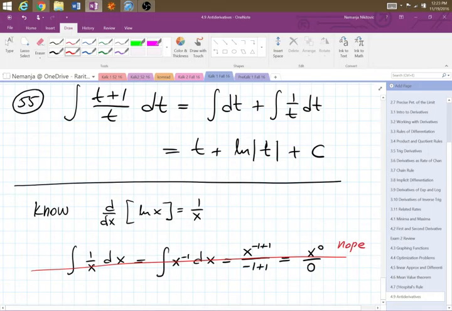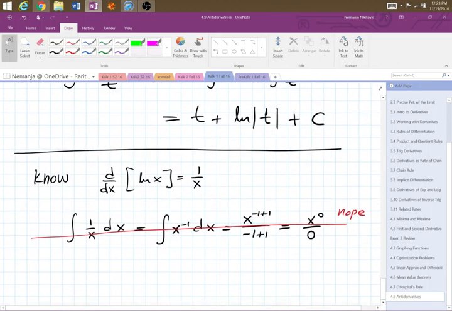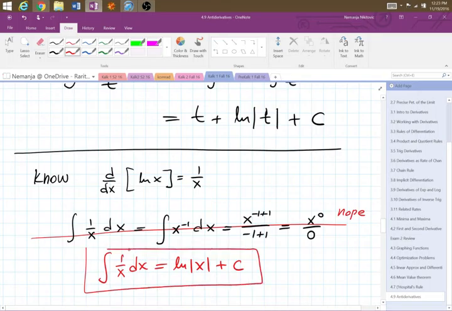But if there is no ln x in the differentiation, and it just goes up in the integration, then we can use it, right? Nope. We cannot use the formula for this particular situation. It has to be this one. It has to be absolute value as well.